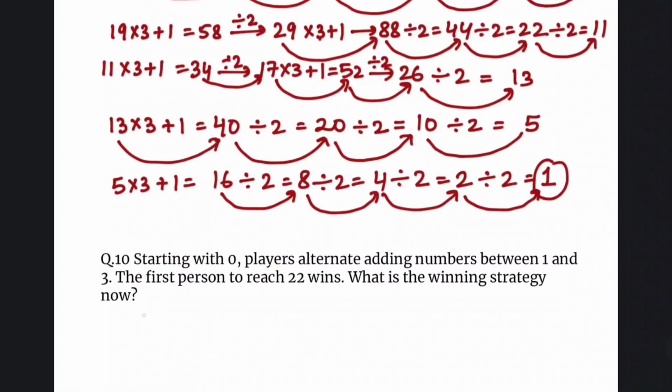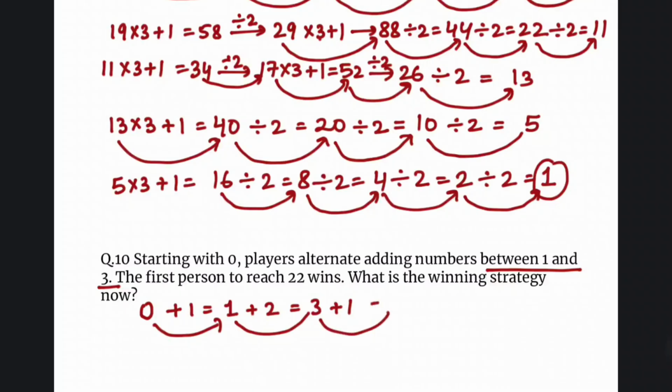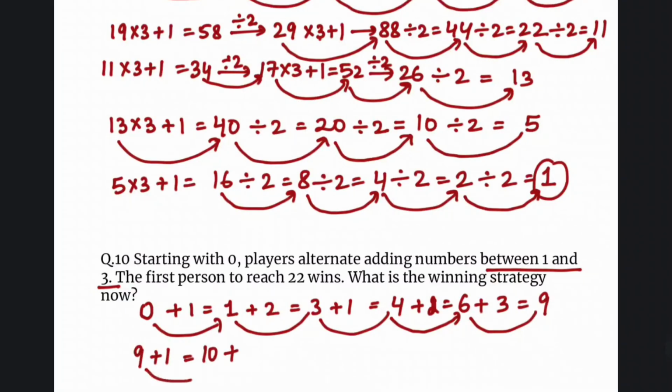So let us start. The person starts with 0. So 0 plus 1 is equal to 1. So 1 plus 2 is equal to 3. So now we have to add between 1 and 3. So next number will be plus 1 is equal to 4. Next is plus 2 is equal to 6. 6 plus 3 is equal to 9. Now 9 plus again 1 is equal to 10. 10 plus 2 is equal to 12. 12 plus 3 is equal to 15.